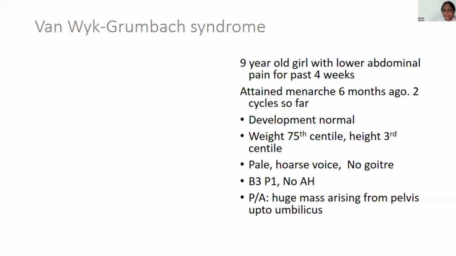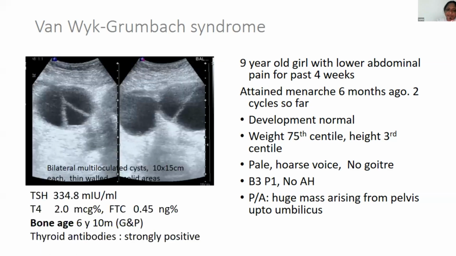Familiar with this condition? A 9-year-old girl with lower abdominal pain, attained menarche 6 months ago. She's developmentally normal. Weight was on the 75th centile with height on the 3rd centile. Examination showed clear myxedematous features, discordant puberty, stage 3 breast B3, already had 2 cycles with P1, and clinically itself there was a large mass arising from the pelvis. Ultrasound showed bilateral multiloculated cysts. Actually, this child was referred from elsewhere to the OG department.